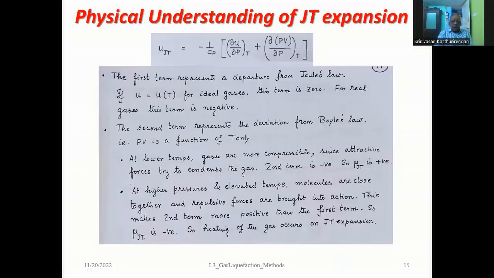There is a physical understanding of the Joule-Thomson expansion. As you can see very clearly, μ_JT is nothing but −1/Cp into (∂H/∂P) at constant T. What is H? We have already written that H is nothing but U plus PV. So you can take them as two terms: (∂U/∂P) at constant T and (∂(PV)/∂P) at constant T.